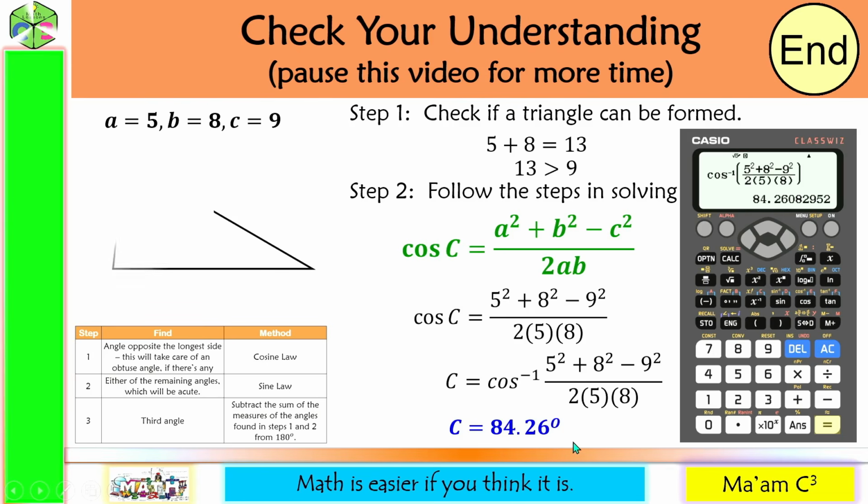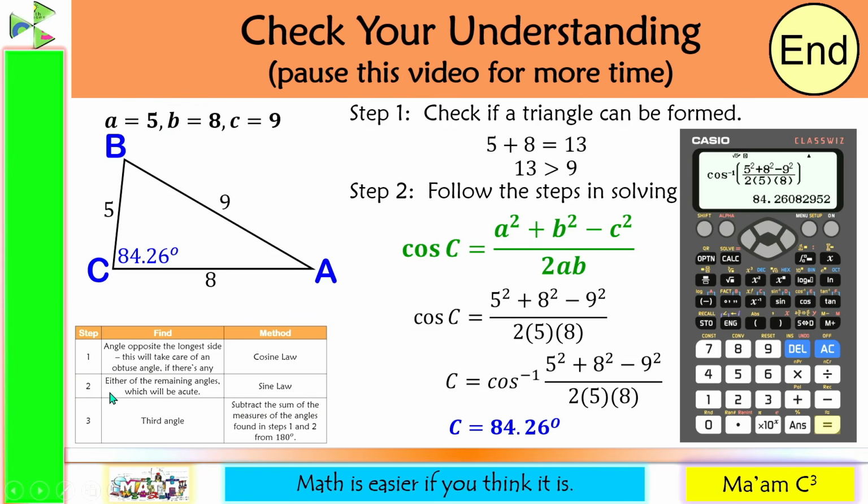Let us draw our triangle. Let me place angle C here, and it measures 84.26 degrees. If this is angle C, then the side opposite this is side C, measures 9 units. And then I have here side A, which is equal to 5. I'll put it here. If this is side A, then this angle opposite to it is angle A. Last side is side B, which is 8. So this is angle B.